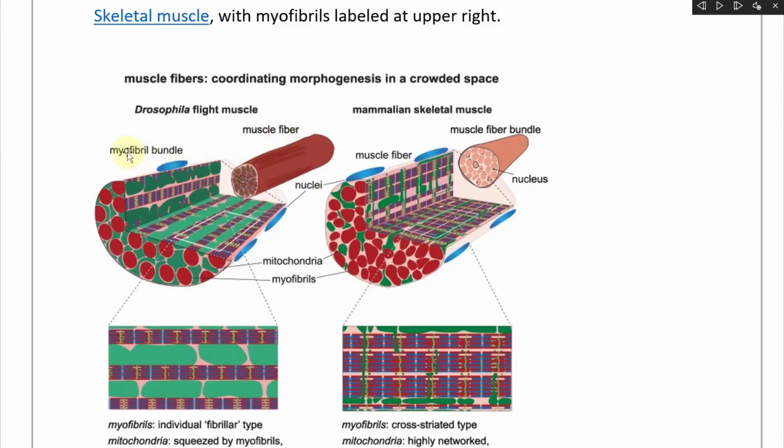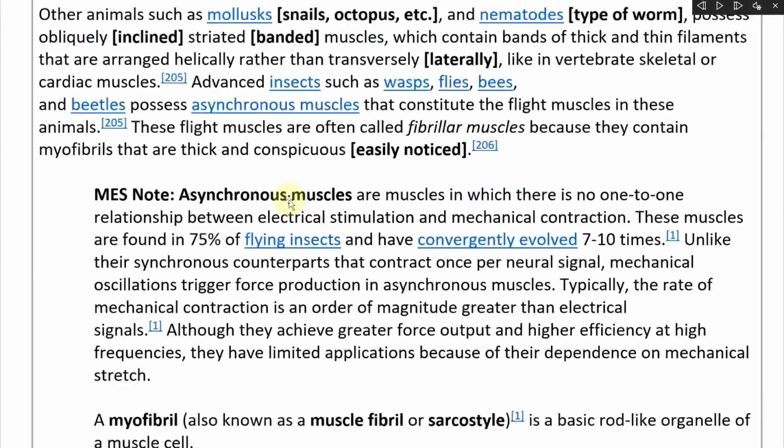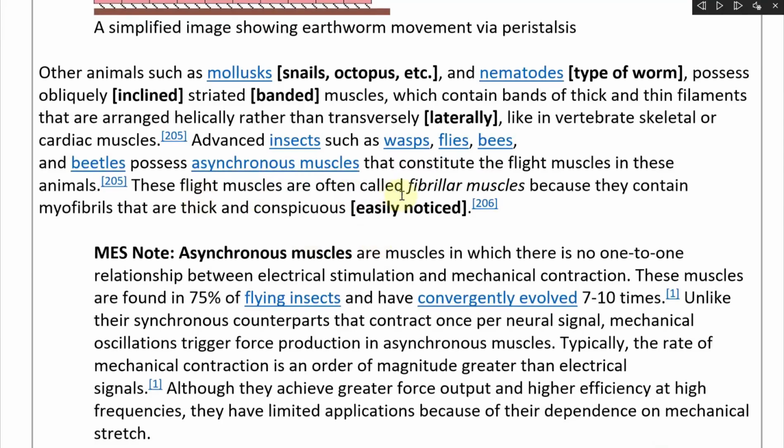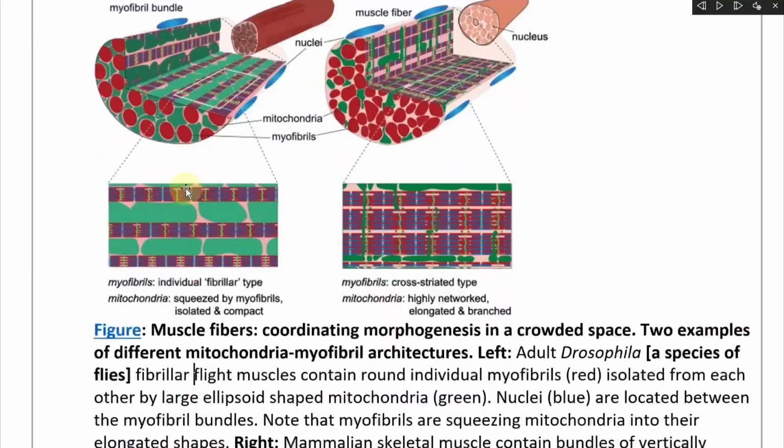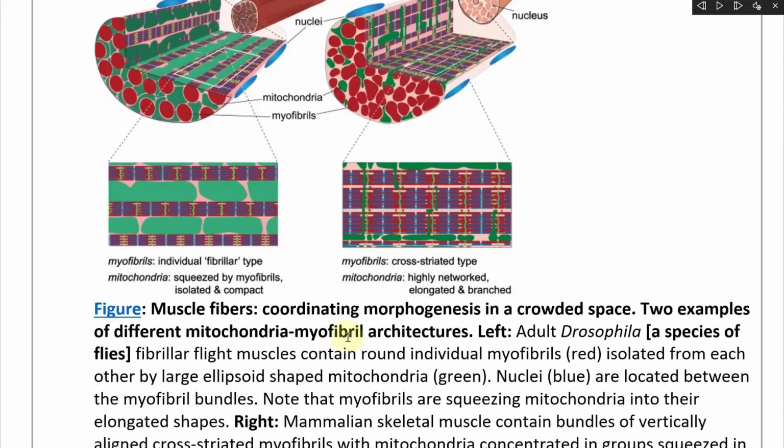Zoom in. There's the myofibril bundle, and notice the diameter is going to be bigger. Yeah, they are bigger and more easily noticed. This one has some small ones, irregularly shaped, etc. It's all over the place. Notice when this one is conspicuous. Just to see this term. So these flight muscles are often called fibrillar muscles because they contain myofibrils that are thick and conspicuous, easily noticed. They're basically more distinguished over there.